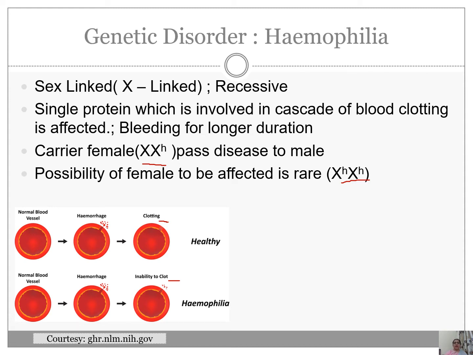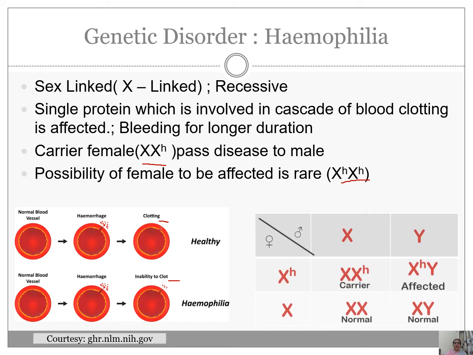Now understand the inheritance of this trait. Here in this Punnett square, you can understand that when the female is a carrier and the male is normal, then only the male will be affected. That means only the boy child will be affected, while the girl child will either be a carrier or normal.